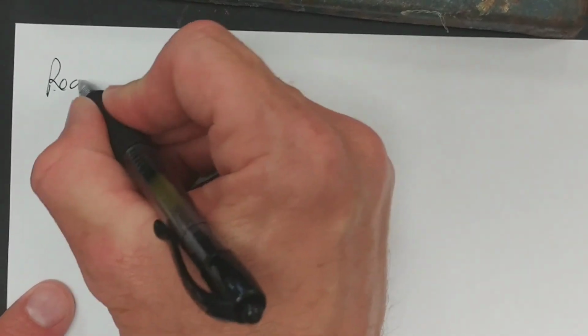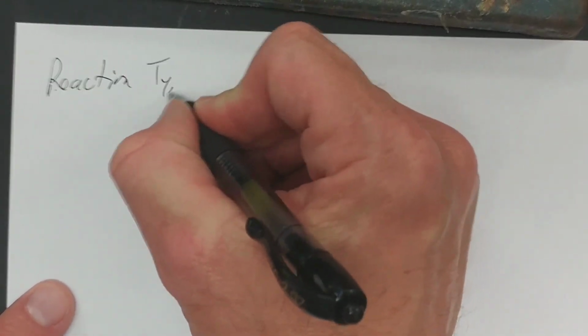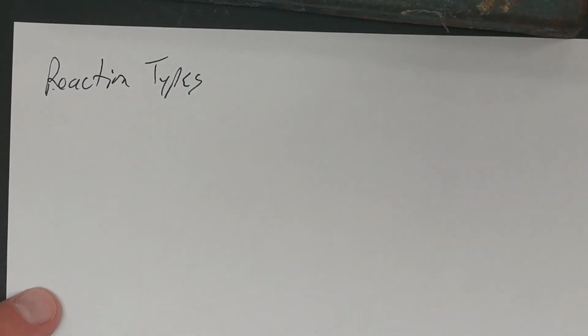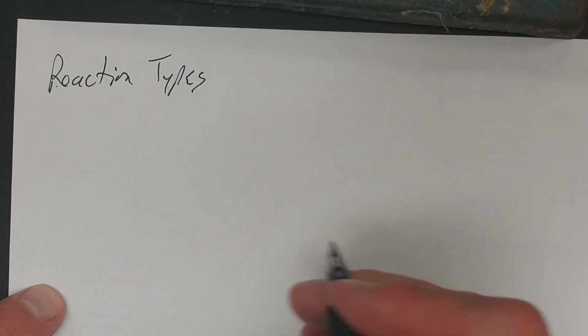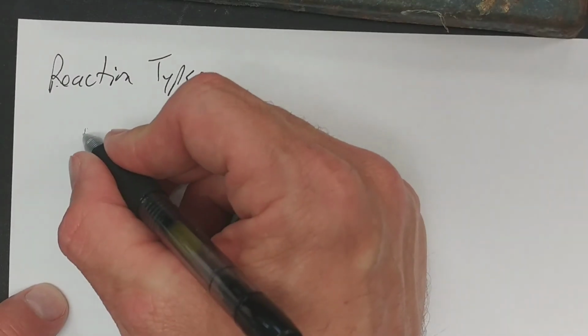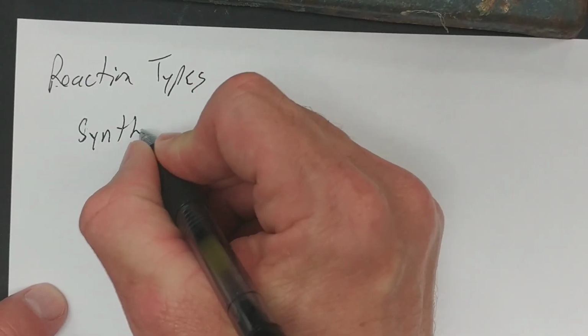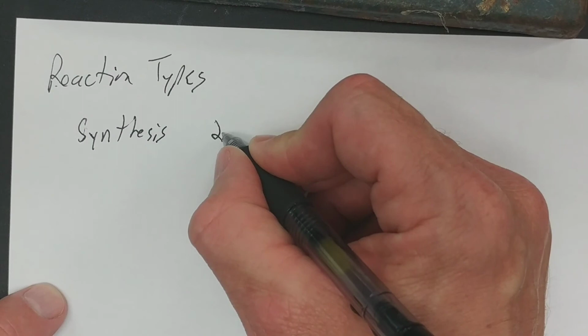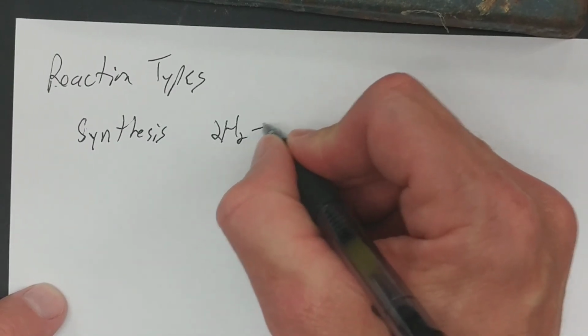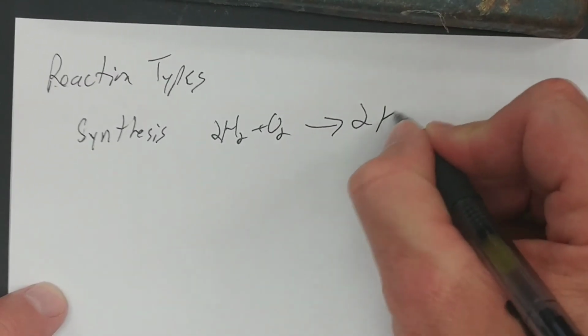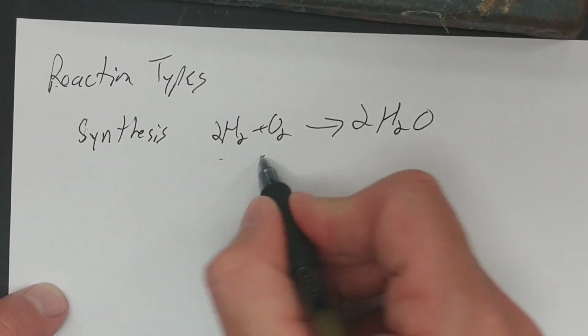Reaction types. All right, we're going to start with the early ones that we learned in Unit 3. These are basic chemical reactions. Synthesis, something like this. Two things on the left, one on the right.